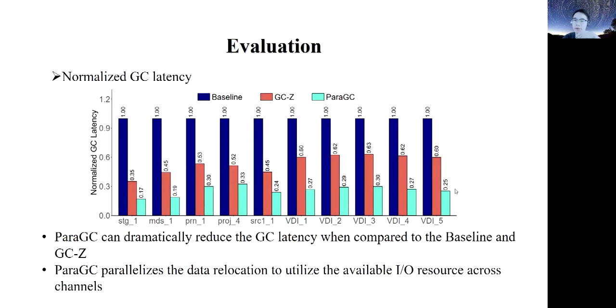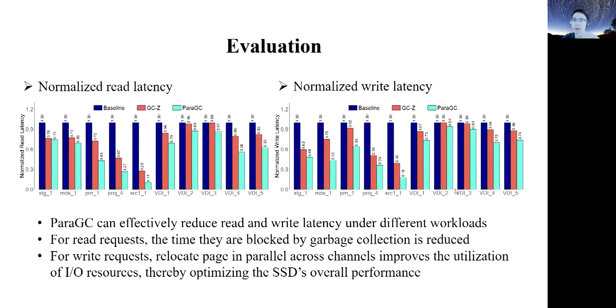We first evaluate the normalized translations, which comprise data relocation and the block erase. Parallelism can reduce translations by more than 70% and more than 50% compared to baseline and GCD. We analyze that the main reason is that parallelism can parallelize the data relocation to utilize the available IO resources across channels. We then analyze the read and write performance.